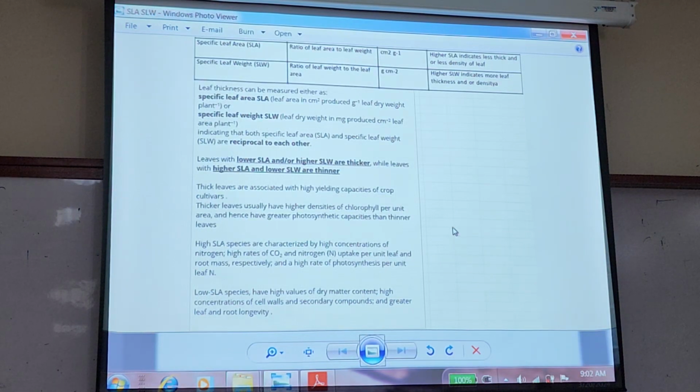That's why we validate your feeling by using this formula, SLA and SLW. You can see the centimeter square per gram, right? I will explain this after you have got your data. So get ready with your notebook. Any question?